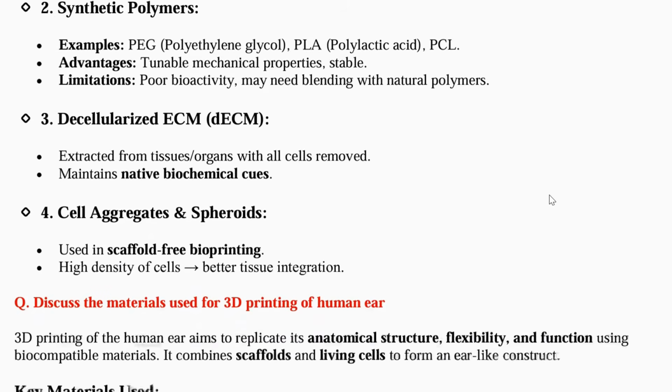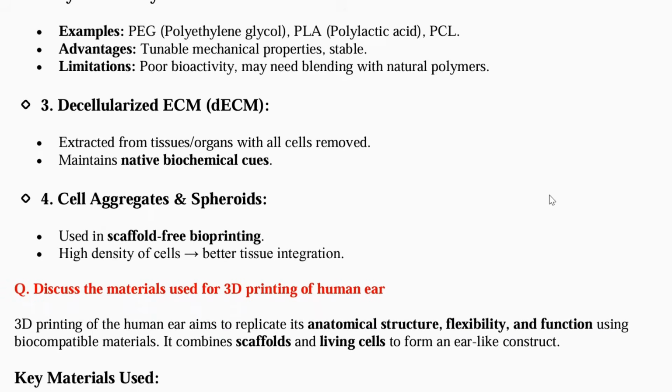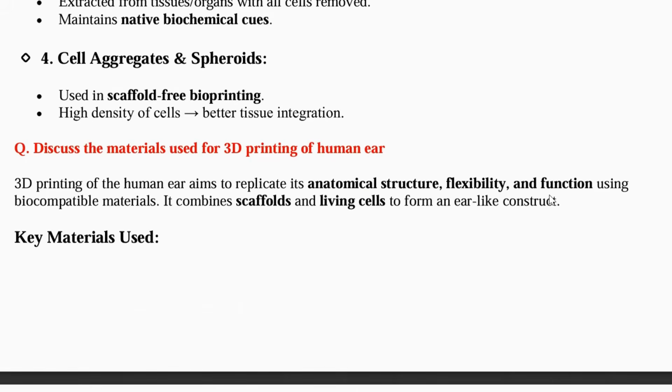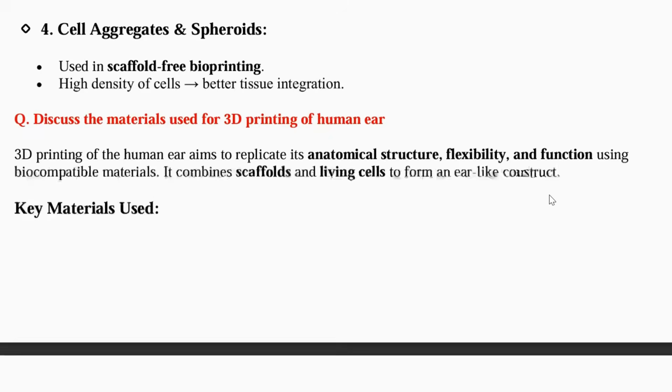Then comes decellularized ECM, here extracted from tissues or organs with all cells removed, maintains the native biochemical cues. Then cell aggregates and spheroids, here used in scaffold-free bioprinting, high density of cells, better tissue integration. Discuss the materials used for 3D printing of human ear.